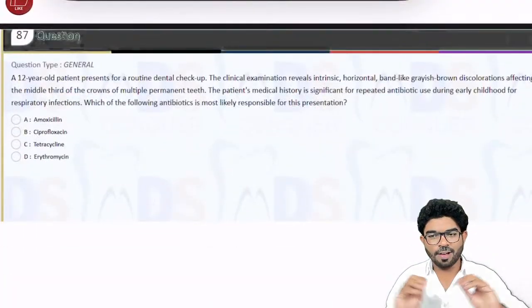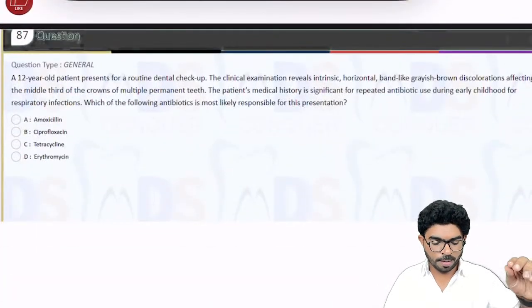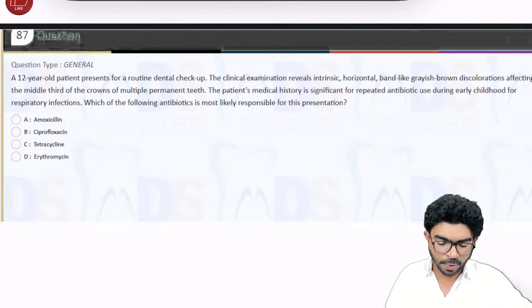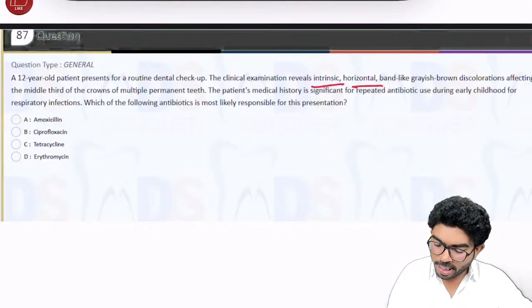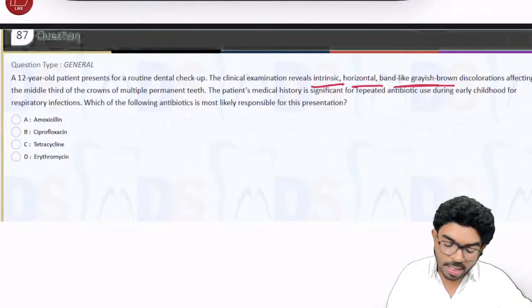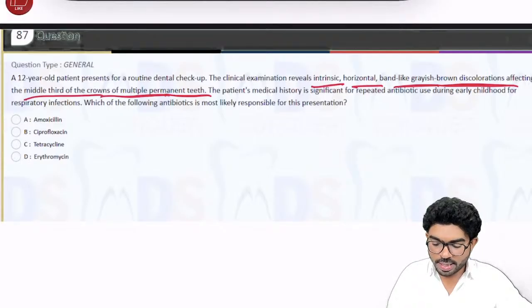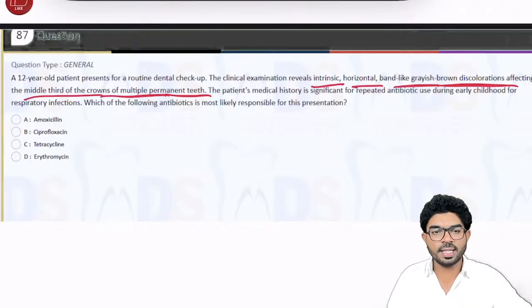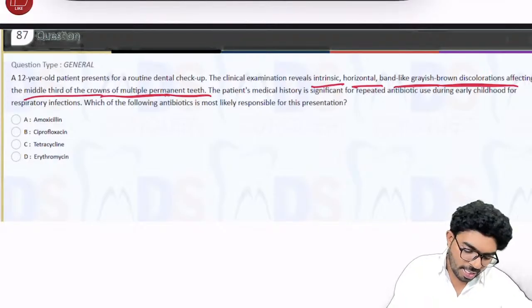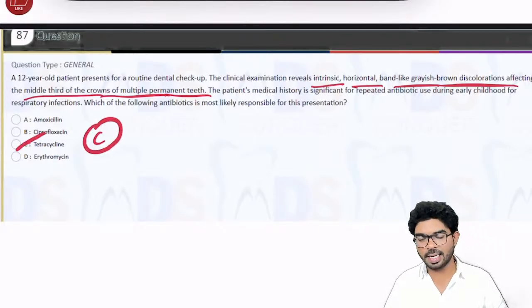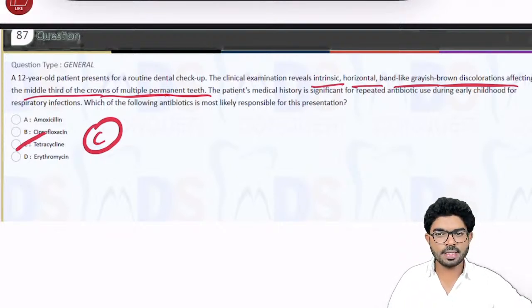Then comes again a straightforward, easy question. A 12-year-old patient presented for a routine dental checkup. Examination reveals some intrinsic horizontal bland-like grayish brown discolorations affecting the middle 1/3 of multiple permanent teeth. The patient's history is significant for repeated antibiotic use during childhood for respiratory illness. Which of the following is most commonly responsible for this presentation? It is tetracycline. Tetracyclines, we know, are going to cause discoloration of the teeth. The answer is straightforward, easy, application based. The answer is option C.